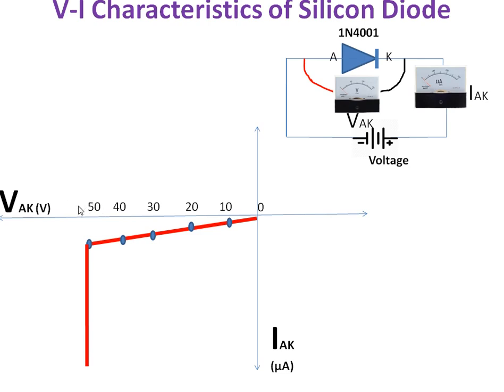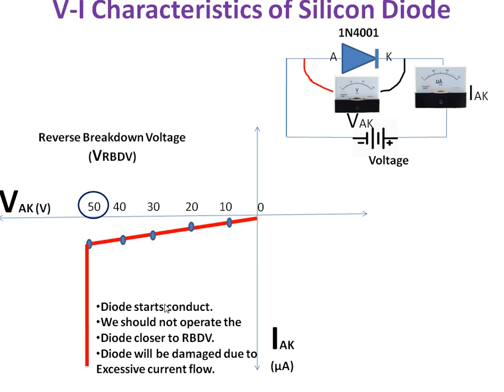At a particular voltage, your current suddenly increases from microampere to milliampere, or from milliampere to ampere. So there is a sudden increase in current. This voltage is known as the reverse breakdown voltage. In this region your diode starts to conduct. You cannot limit this current because I haven't included any resistance in the given circuit.